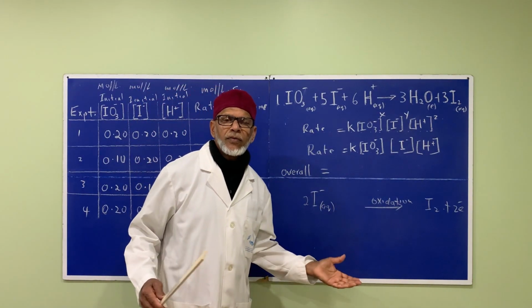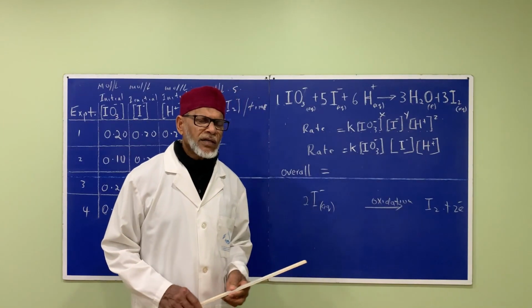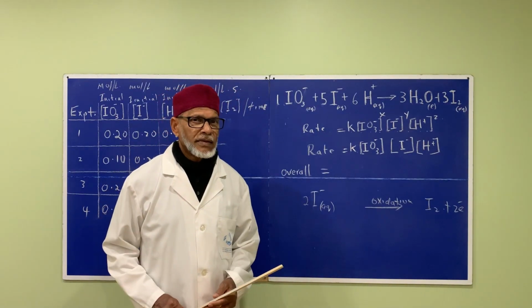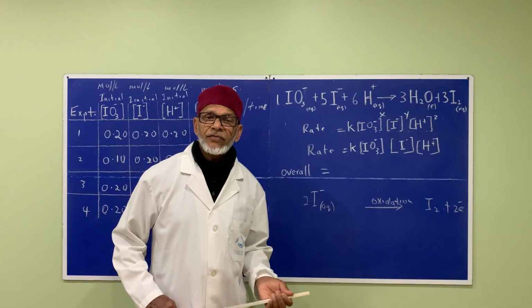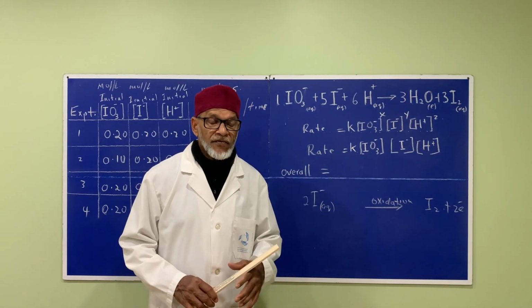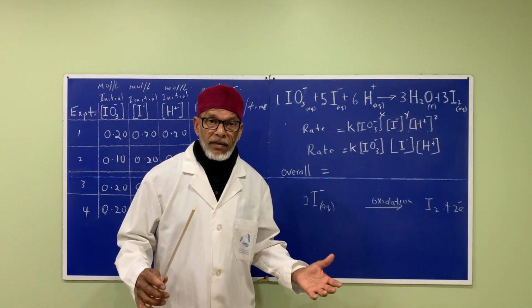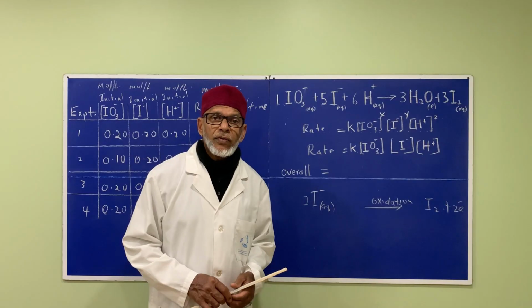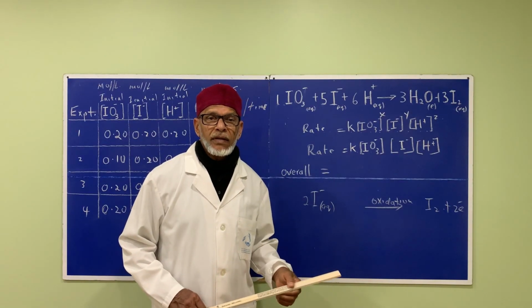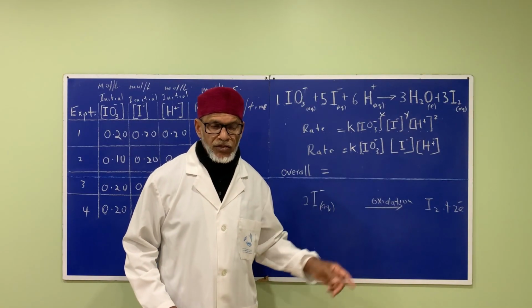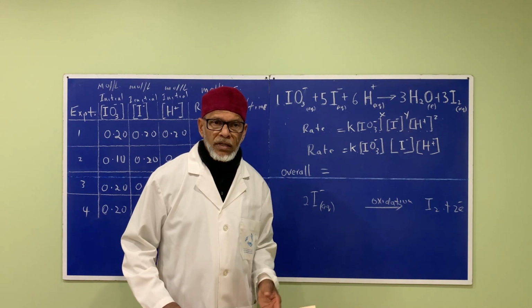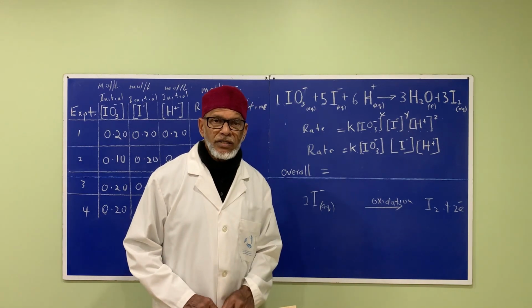When iodine is formed in solution, it is not very visible. However, in the presence of starch, you see a very distinct blue-black color. And that is what we will use to identify the iodine in this case. I just want to show you a little demo of how iodine changes color in the presence of starch solution.